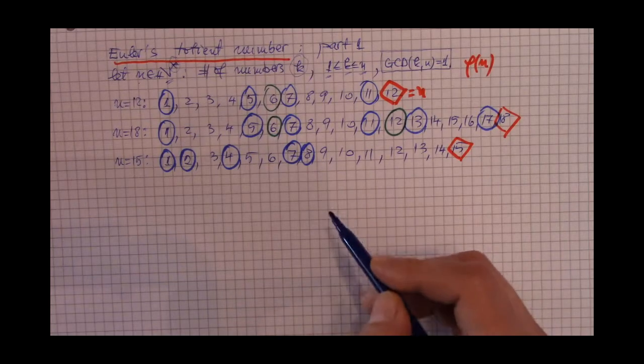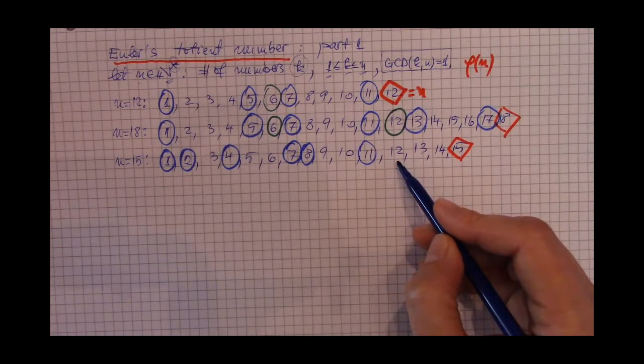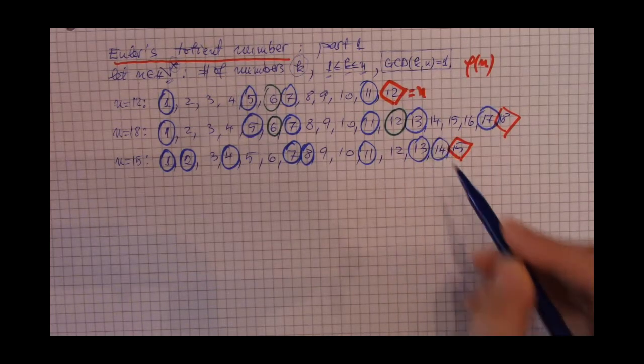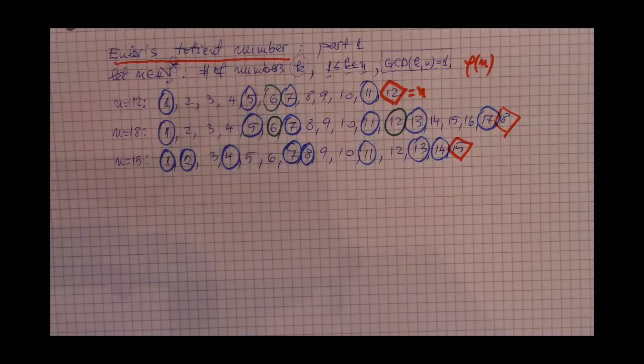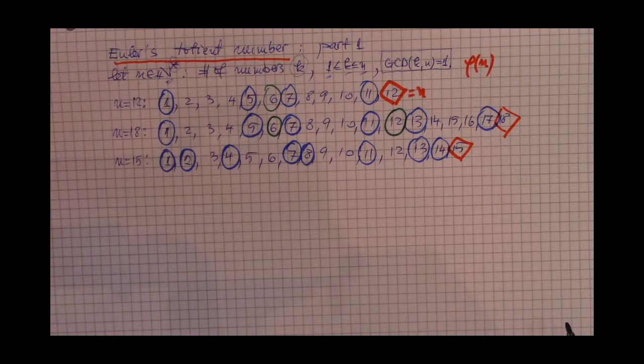Okay, 9 contains a 3, 10 contains a 5, 11 is prime, so all is good with it, 12 contains a 3, 13 is prime, all is good with it, 14 contains no 3 and no 5. Okay, so this is sort of the picture we have for 15.